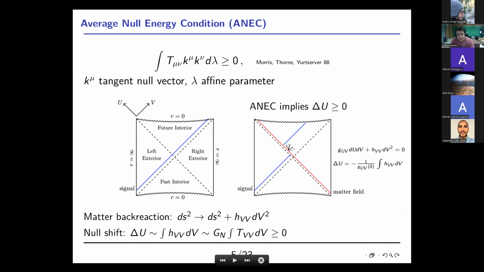You can see from this picture that U needs a delta U which is negative. This is telling you that you need something in the bulk that has negative energy in order for your signal to be able to cross to the right side of the geometry. Okay, so let me talk about Gao, Jafferis, and Wall's construction of a traversable wormhole.